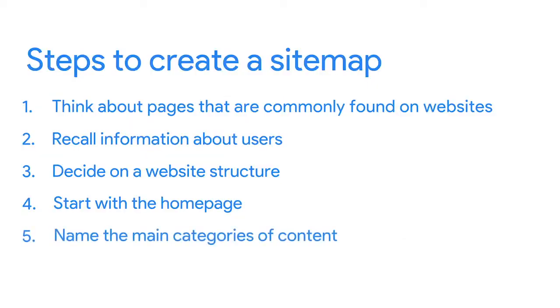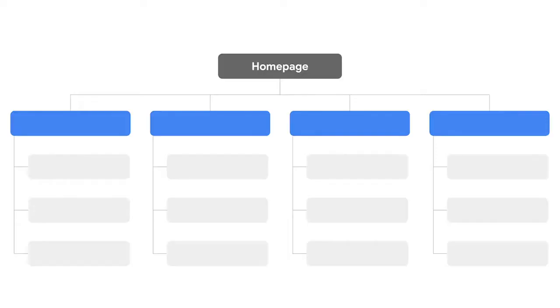Next, it's time to name the main categories of content on my website. Those categories are what I will add to the row of blue rectangles, which are connected to my home page. Remember, on a website, these categories usually appear in a navigation bar at the top of the home page. For the library website, I know there needs to be a page for users to browse books, so I'll add books to the first blue rectangle.